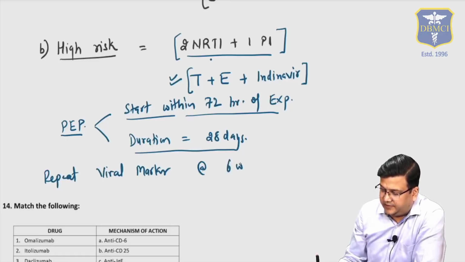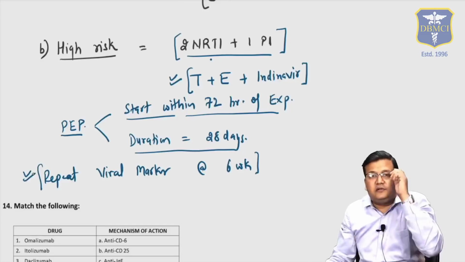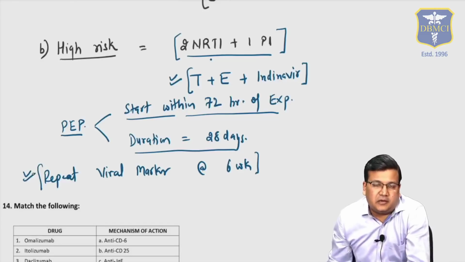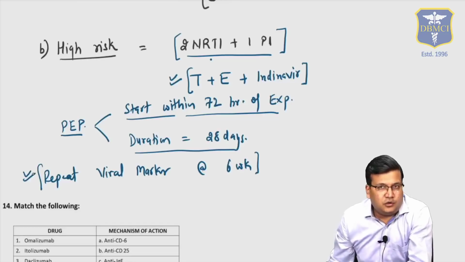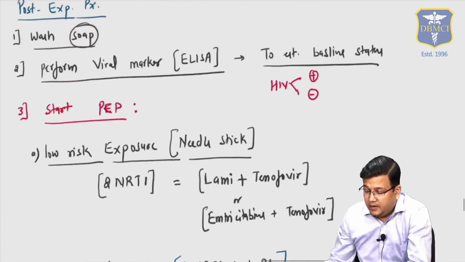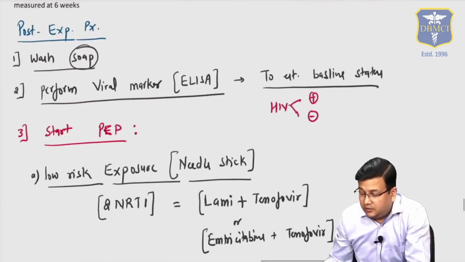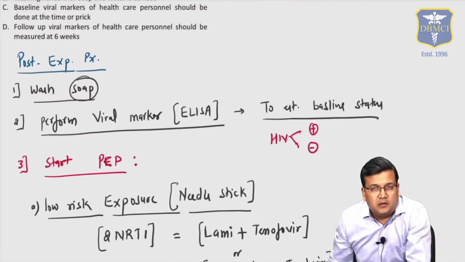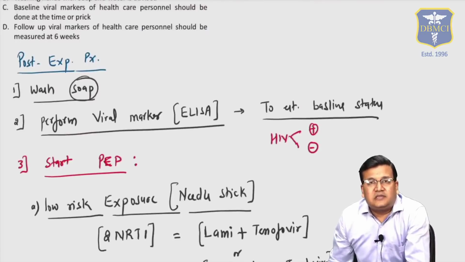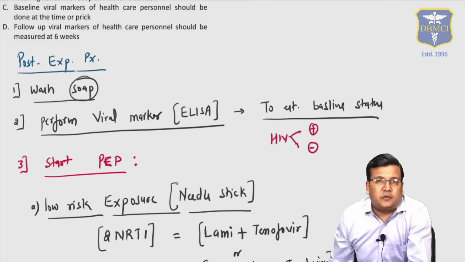at 6 weeks. So for 4 weeks we will give the therapy, and after the therapy has ended we will repeat the markers to see whether we have been successful in preventing the HIV transmission or not. So that is essential to do. So this is how we have to approach a question of post exposure prophylaxis. Perform the baseline viral markers. If baseline HIV ELISA is negative, only then we can give prophylaxis, otherwise we have to give treatment.